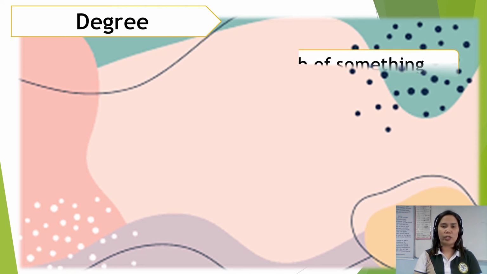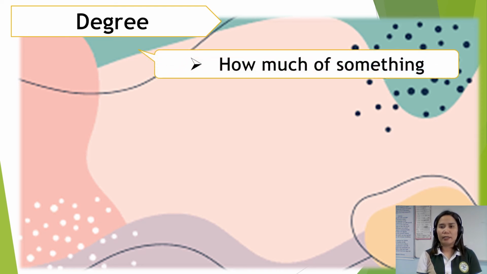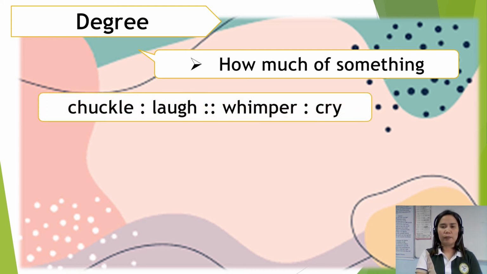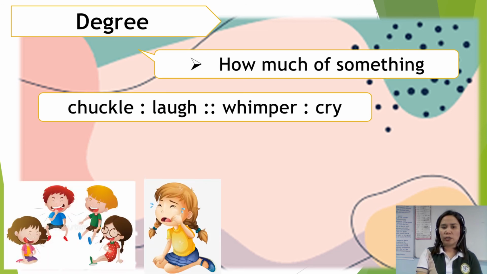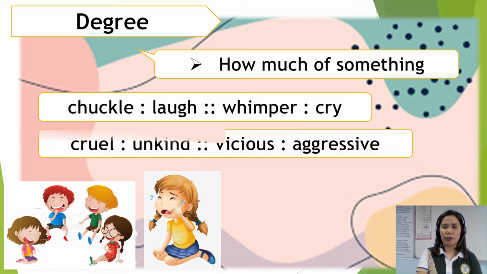Lastly, we have the degree. What is a degree? It is how much of something. Let's have some examples. Chuckle, laugh, whimper, cry. All right, next we have cruel, unkind, and vicious, aggressive. So a chuckle is a little laugh, just as a whimper is a little cry.